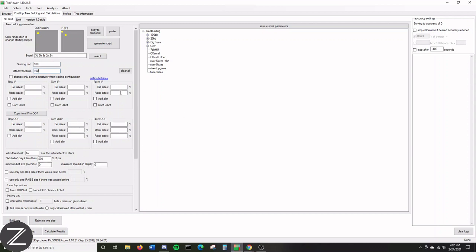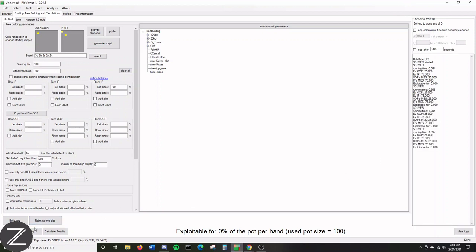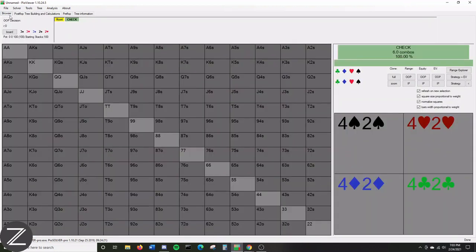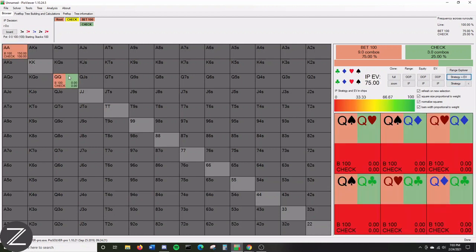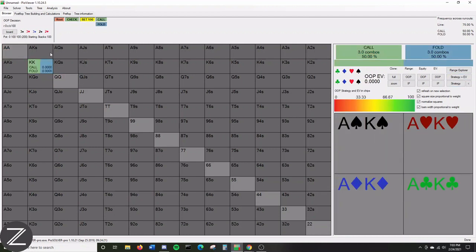Out of position is Oscar. India has one all-in size. And then we will take a look at the equilibrium strategy. So here, India will be bluffing queens exactly half the time, and Oscar will be defending kings exactly half the time.